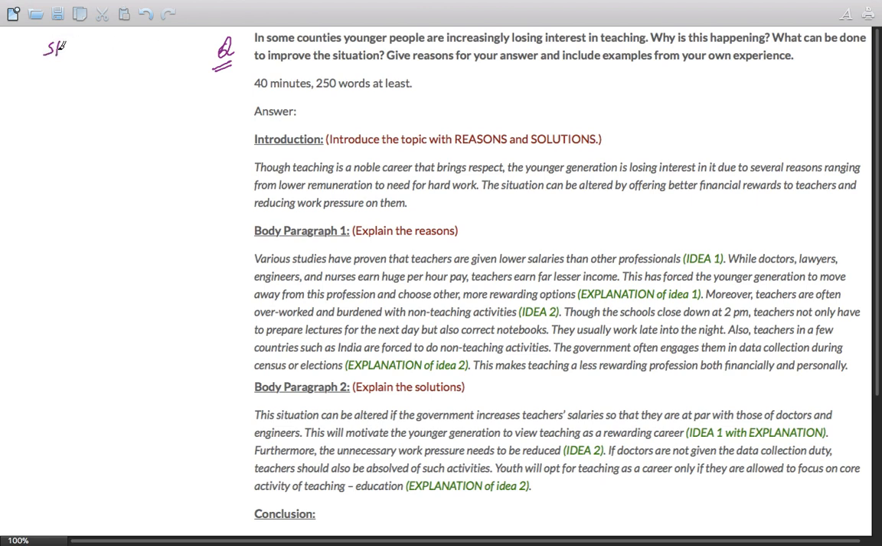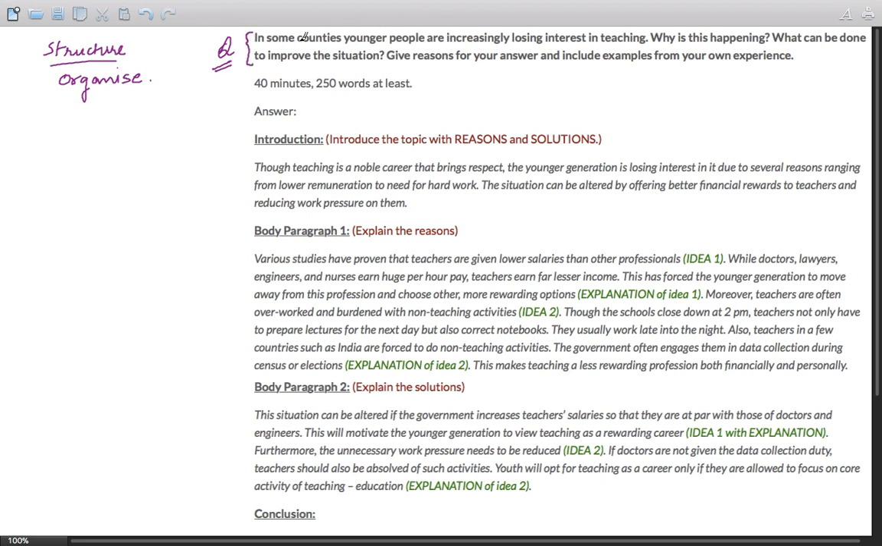Now, the purpose is to discuss the structure. What exactly should be the structure of this question? Basically, it's all about the organization of the content, how you should organize it so that you get better bands. Well, first of all, let us go through the question.